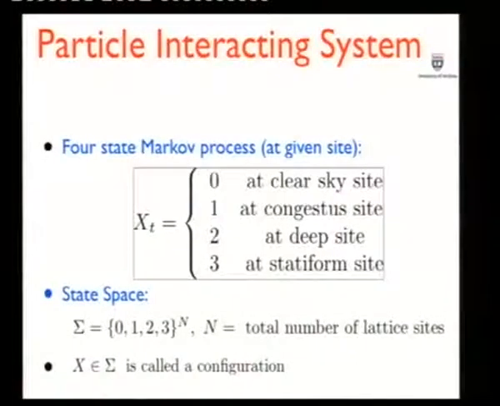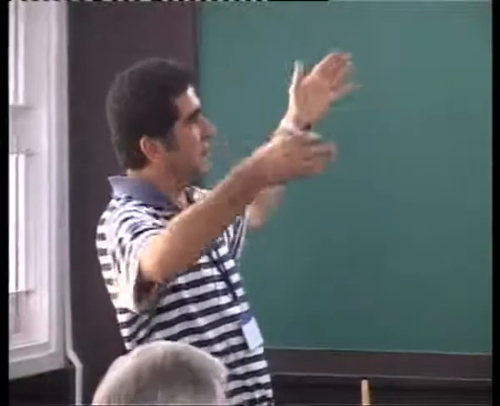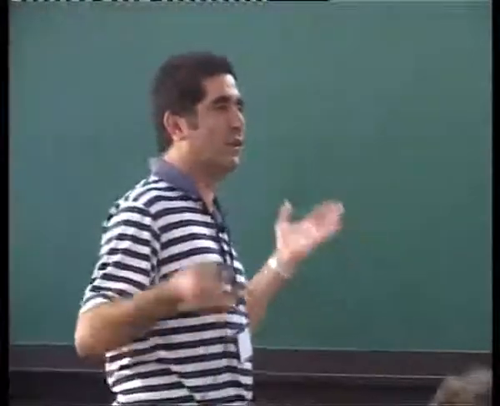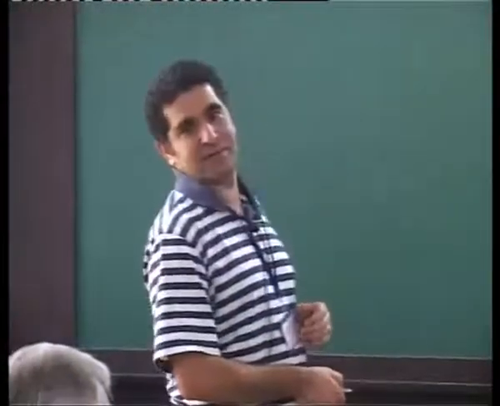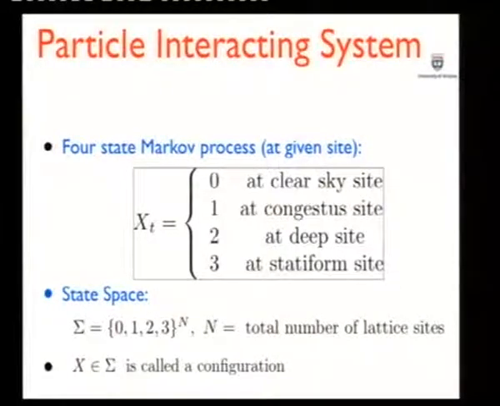And that's your Markov chain. This is what's known as a particle interaction system. This is a four-state Markov chain at each site, but of course they interact with each other. That makes it a huge system, with huge dimensionality. This is huge. Don't try to simulate this on your GCM.